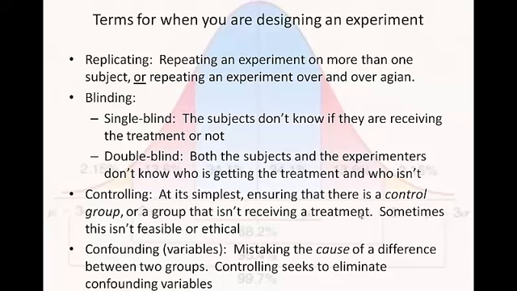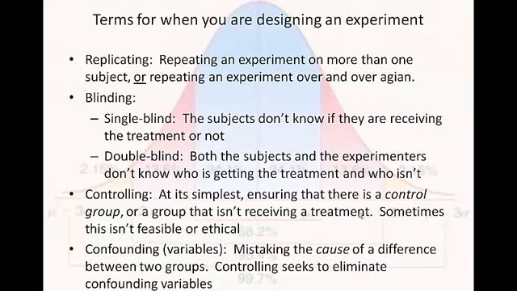Okay? Controlling. Let's talk a little bit about controlling, because really controlling your experiment is the biggest challenge. It's the biggest hurdle that we have to overcome when we do statistics, when we do statistical research with experiments. At its absolute simplest, it's really ensuring that there is a control group. That's the first place that you start.